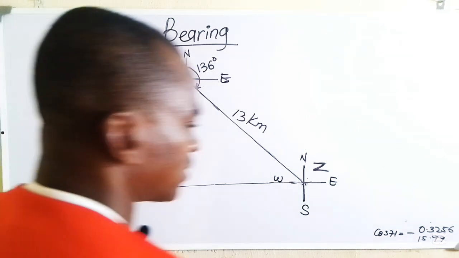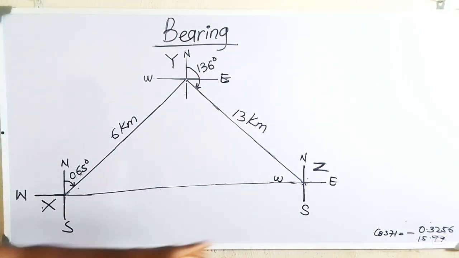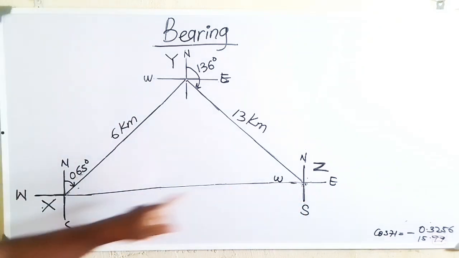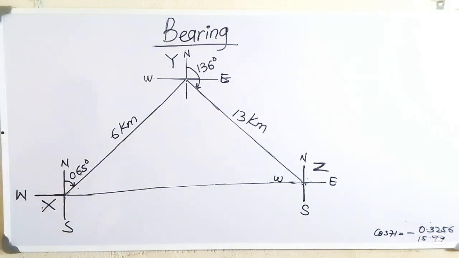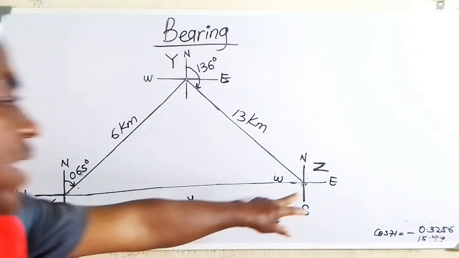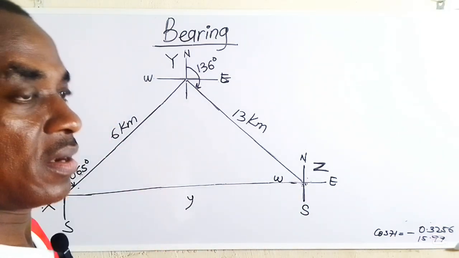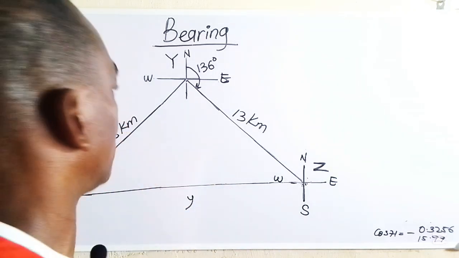Then you are asked to find the distance from the position where it stopped to the initial position where it started. We can call it small y. Then we are asked to find the bearing Z makes with X. That's two questions. But the second question I'm going to answer in the second video. This one I'm going to answer now.